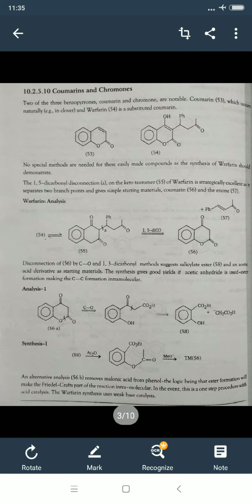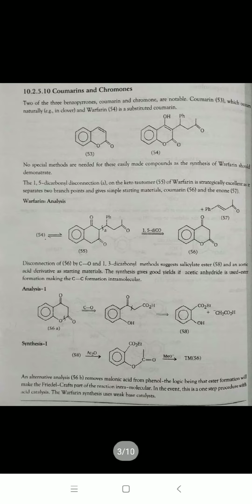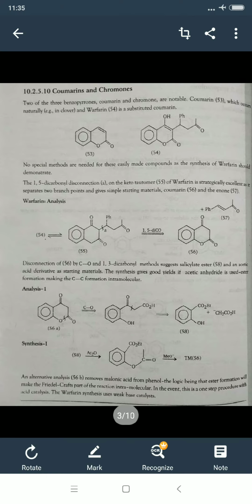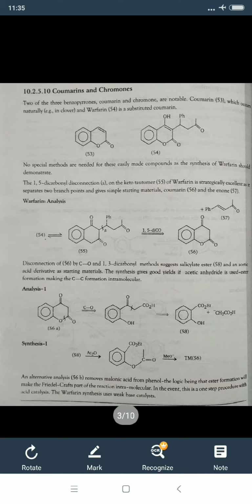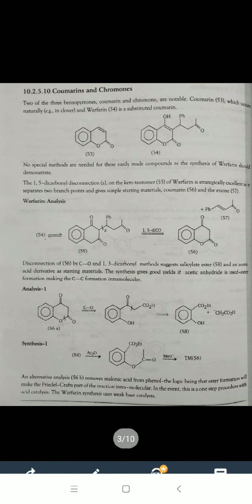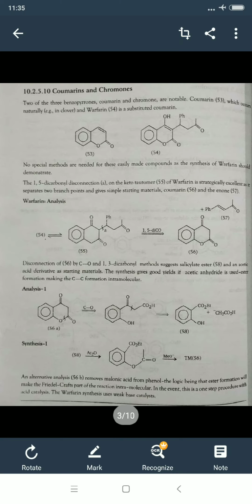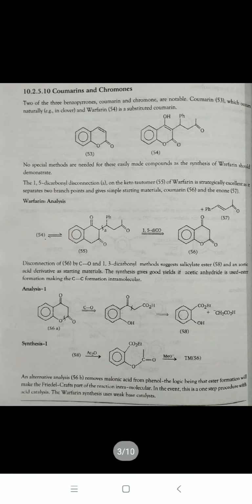Disconnection of 56 by the C=O and 1,3-dicarbonyl method suggests the salicylate ester 58 and an acetic acid derivative as starting material. The synthesis gives good yields if acetic anhydride is used. Ester formation makes the C-C formation intramolecular. This is acetic anhydride, and this is the intramolecular step, and the target molecule 56, coumarin, is formed.